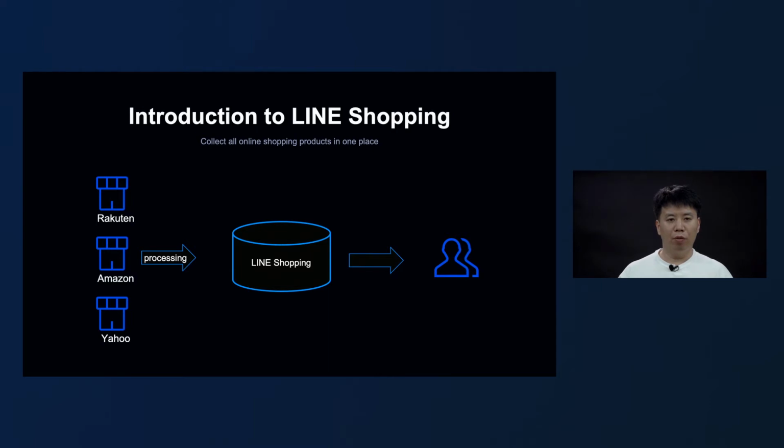Line Shopping collects online shopping products in one place, and we categorize and group them based on certain criteria. And we provide information and the means for customers to purchase products. Japan's Kakaku.com and Korea's Naver Shopping are similar.